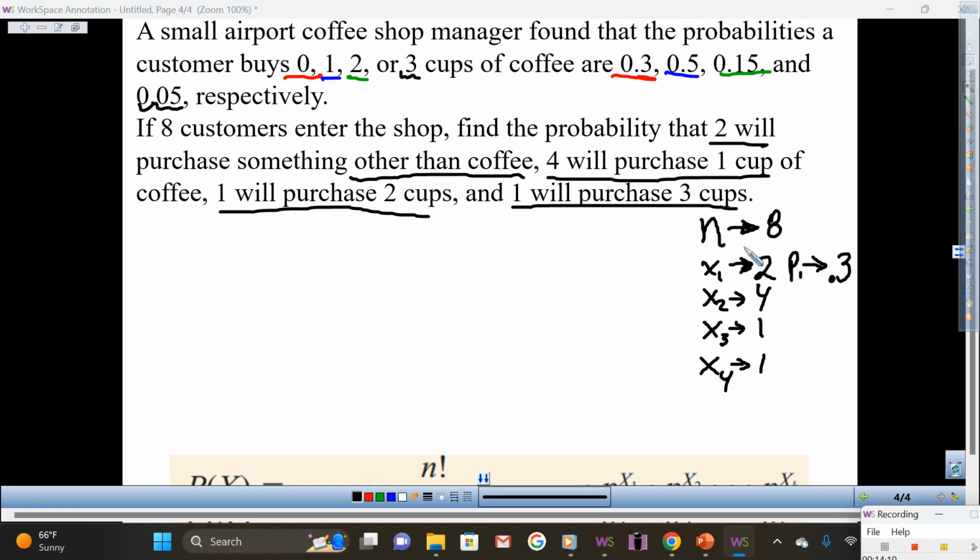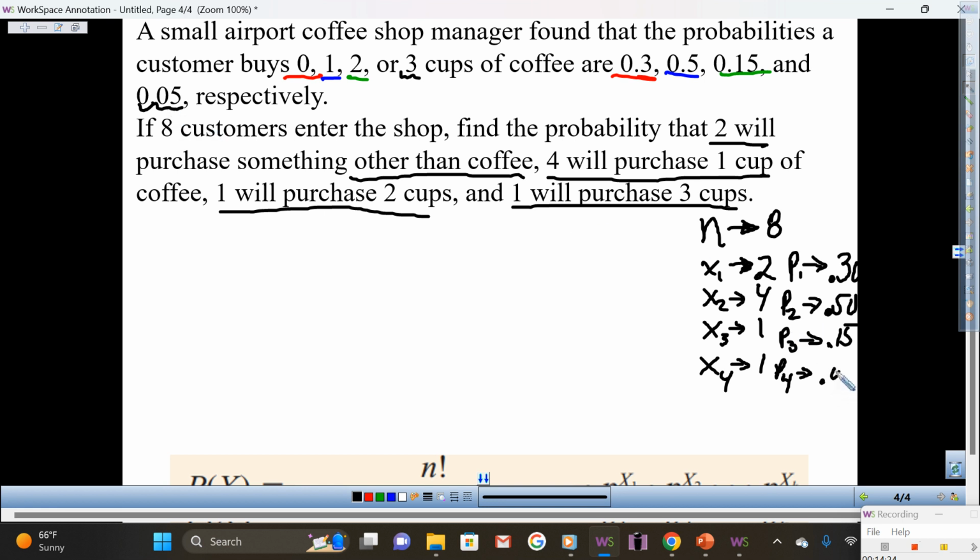All right, so what did we say? Oh, that's 0, coffee, that's 0.3. Then it says 4 will purchase 1 cup of coffee. What is corresponding to 1? 0.5, so this is P2. 0.5 or 0.50. 1 will purchase 2 cups, so P3. 2 cups is how much? 2 is 0.15. And the last one, P4, is 3 cups. 3 cups corresponds to 0.05.